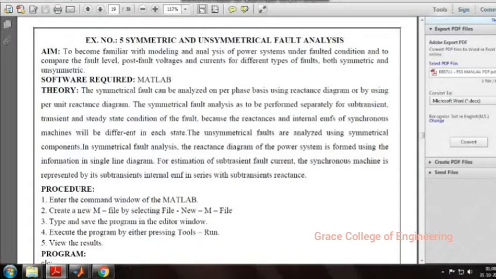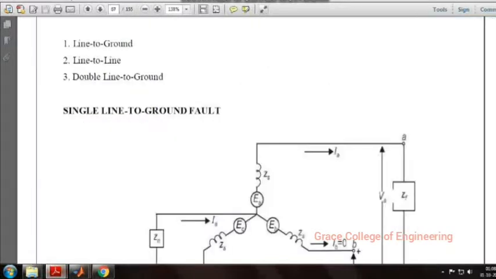We are going to see the fifth experiment of Power System Simulation Laboratory about the symmetrical and unsymmetrical fault analysis. There are several types of unsymmetrical faults. They are single line to ground fault, line to line fault and double line to ground fault.